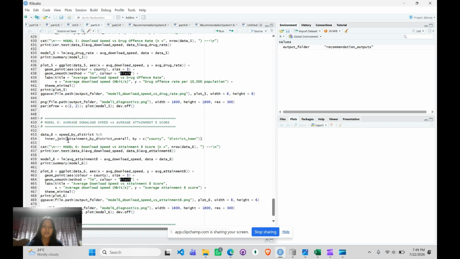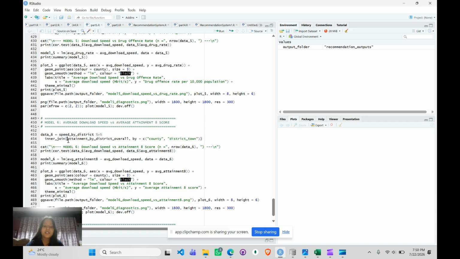The first was house price, because affordability is one of the biggest considerations when buying a property. The second was broadband speed, since fast and reliable internet is essential for both work and everyday life. The third factor was crime rate, which represents how safe an area is. Finally, I included school performance, because good schools are important for quality of life for families.